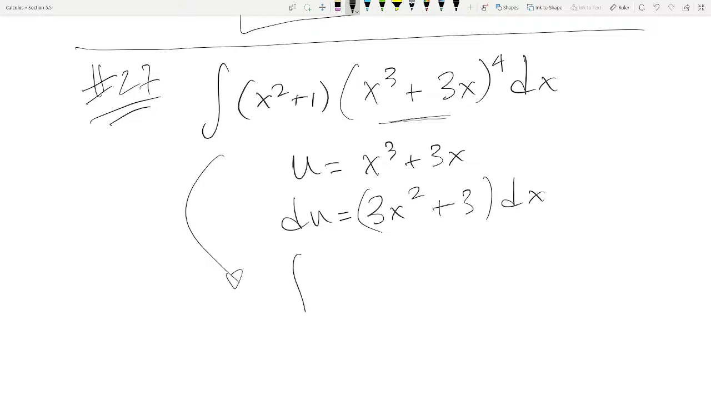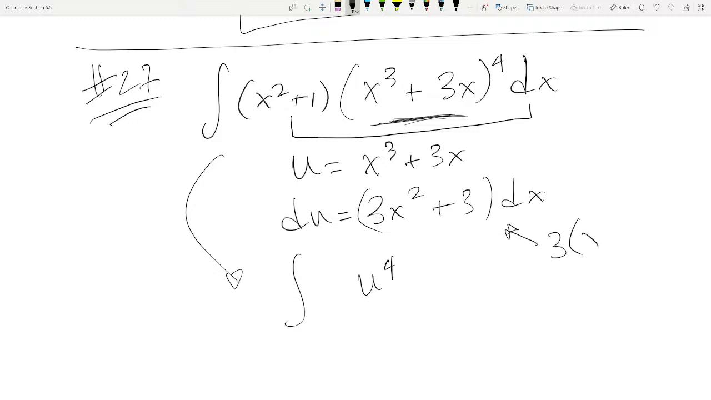Then when I go to substitute for this and turn it into a u integral, this part here is u to the 4th. And what do I have to substitute for? I still have this x squared plus 1 and the dx. And you say, well, okay, I give up, right? Where am I going to get that? Well, it's right here. Look how rigged it is.